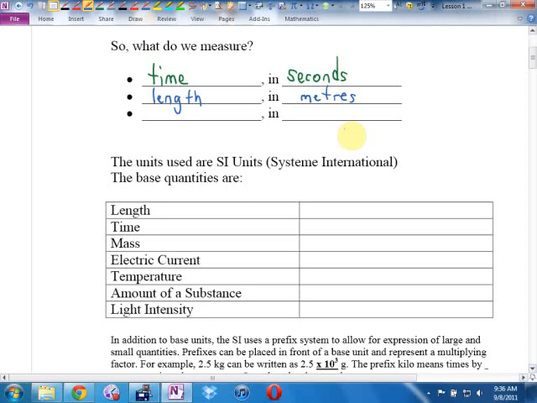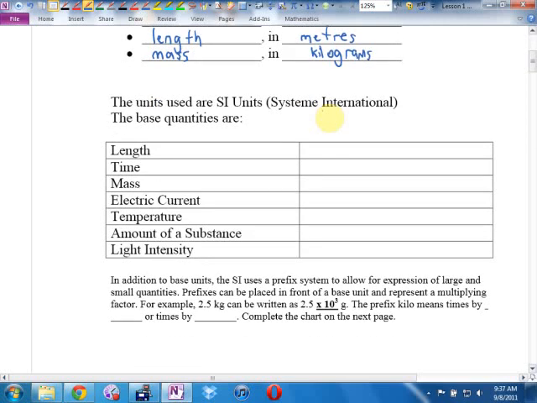So I pre-typed everything. And the third thing we measure is mass. Now, mass should technically be measured in grams, but a gram is so small, the standard measure of mass is actually the kilogram. I understand why they did that, because otherwise you'd have all these extra zeros on every single answer. It'd be a pain to write. But I don't like the fact that there's no prefix, and suddenly there's a prefix. The units used are SI units. Stands for System International. It's French.